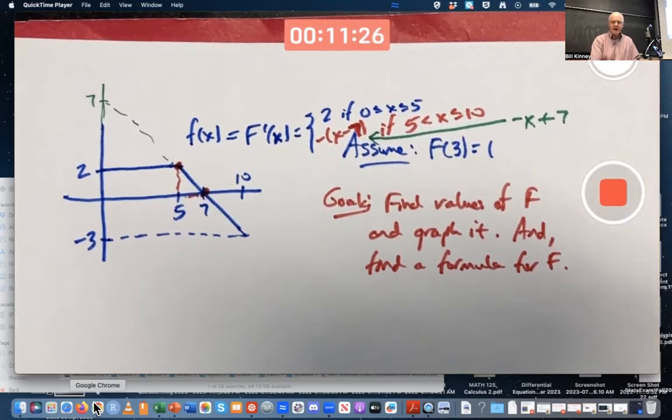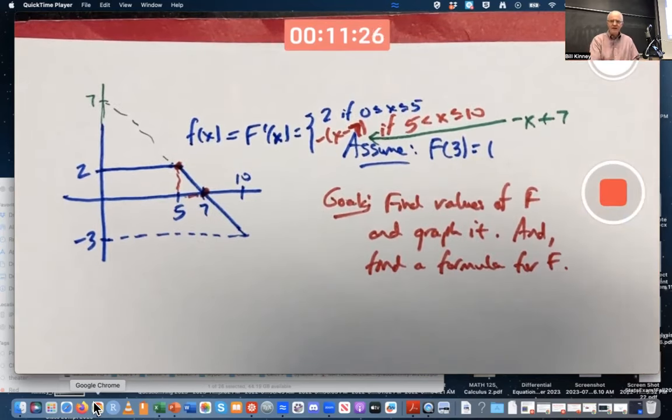So how do we do this? How do we find values of capital F and graph it? We need to use the fundamental theorem of calculus. Now again, mostly we've used the fundamental theorem of calculus to evaluate definite integrals. Here's a definite integral. How do you figure out what it equals? Find an antiderivative, capital F, do capital F of B minus capital F of A. This kind of reverses it.